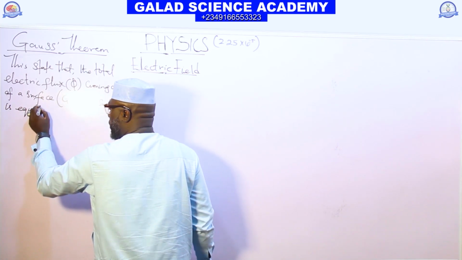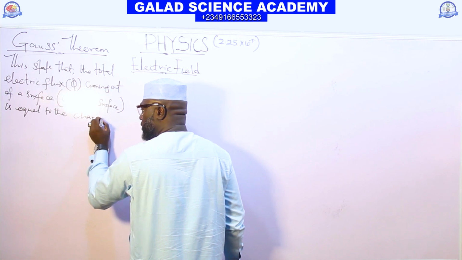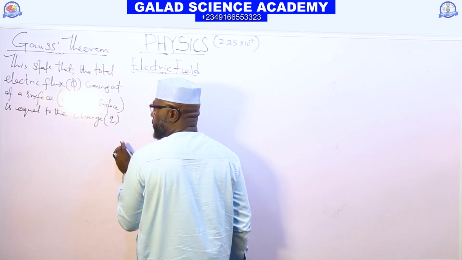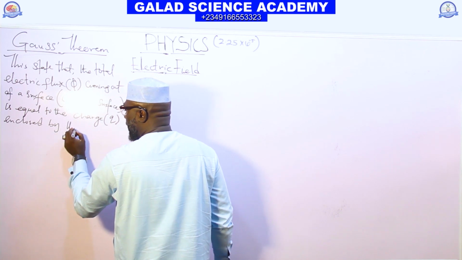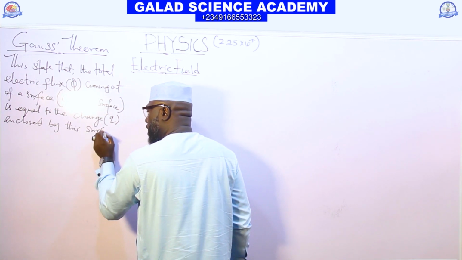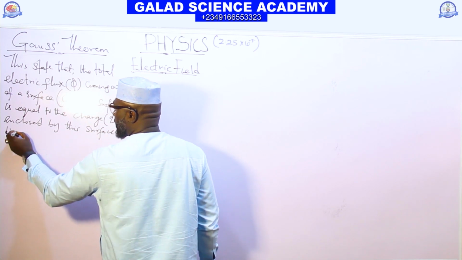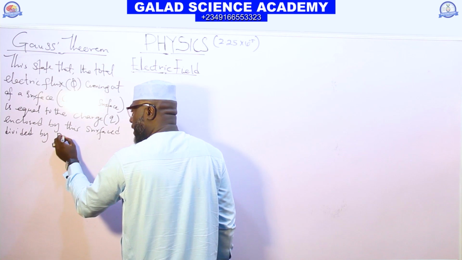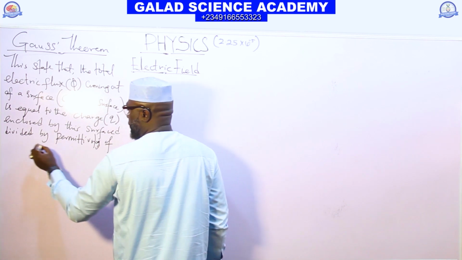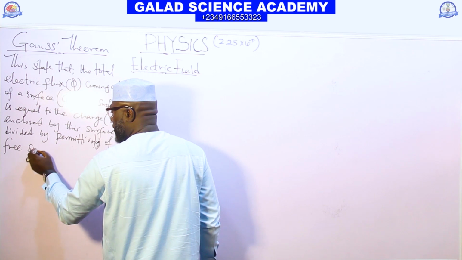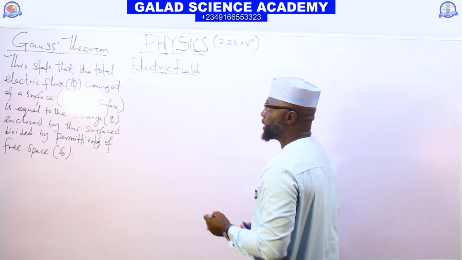is equal to the charge Q enclosed by this surface divided by permittivity of free space, epsilon naught.